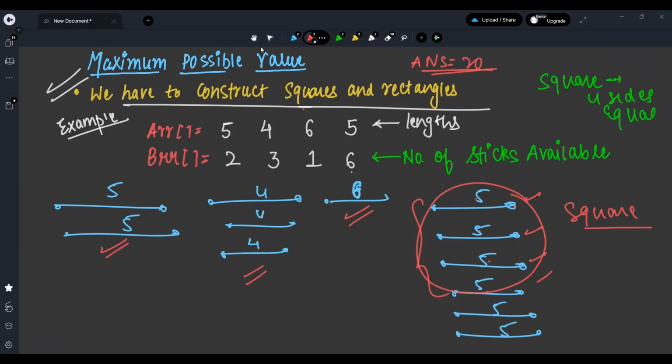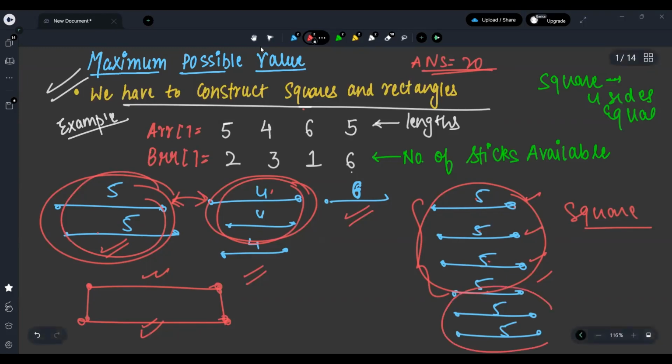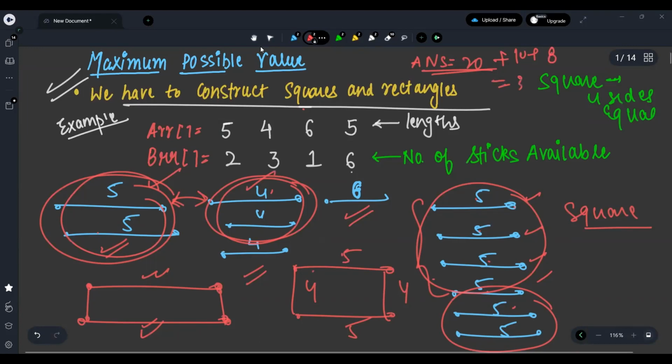Now it is time to make a rectangle. These two 4s and these two 5s can combine to make a rectangle, because a rectangle has 2 sides of the same length and the other 2 sides the same length, different from the first. So 5, 5, 4, 4 pairs can be used to make a rectangle. We take 5, 5 and 4, 4 and create a rectangle. In the answer, 5 plus 5 is 10, plus 4 plus 4 is 8, so the answer will be 38. So the first test case answer will be 38.